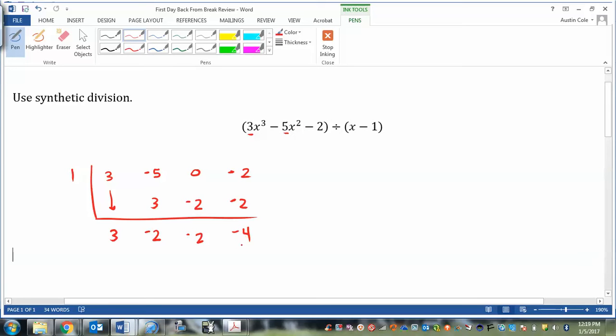Okay? And remember, this number represents our what? Remainder. That is our remainder. This is our constant. That's our x. And that's our x squared term. If there were more, then it would be x cubed and so on.